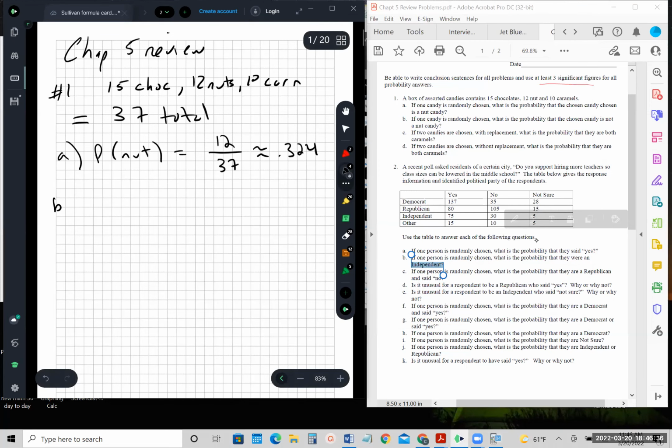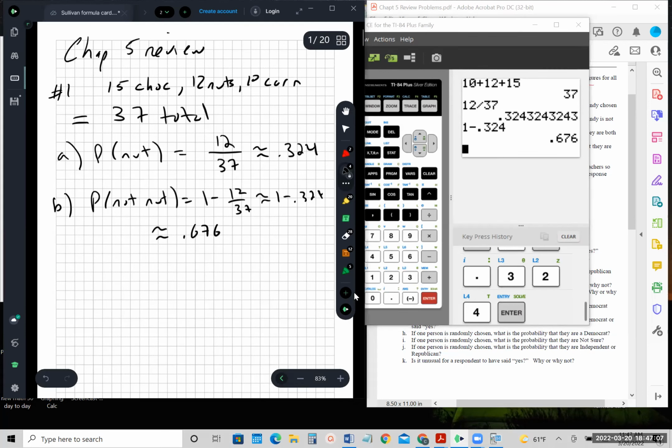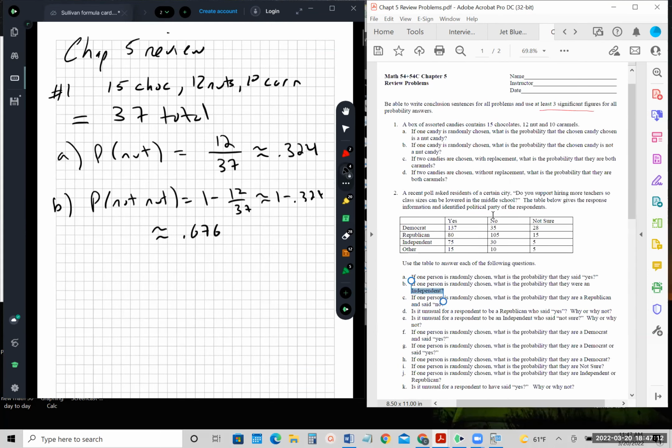And then part B says if one candy is randomly chosen, what is the probability the chosen candy is not a nut? So the probability of not a nut would be 1 minus the 12 out of 37, or you could say it's roughly 1 minus 0.324. Use the complement because we already know what it is to be a nut. So 1 minus 0.324, and we're going to get 0.676, roughly.